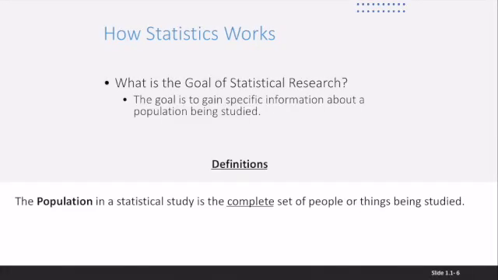So the first thing I want to talk about is what is the goal of statistical research? So the goal is to gain specific information about a population being studied. And the population in a statistical study is the complete set of people or things being studied. So we could say the population of Fontbonne University. We could say the population of the state of Missouri. These are different populations.